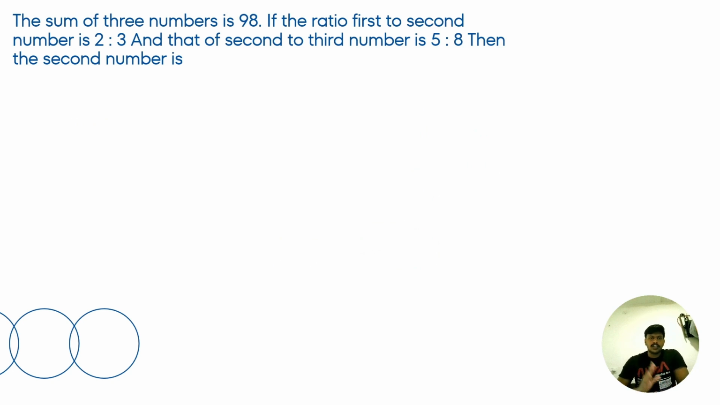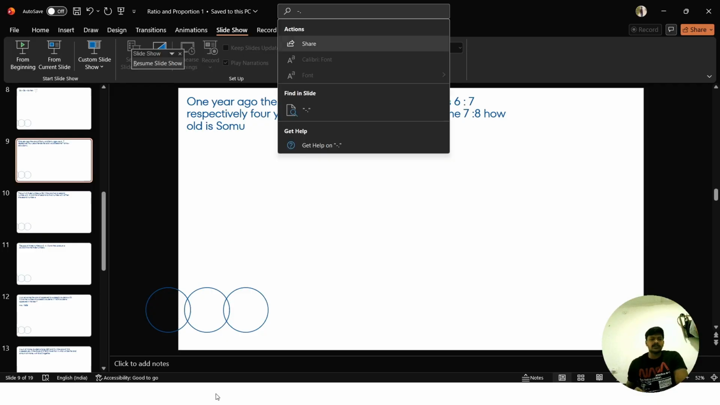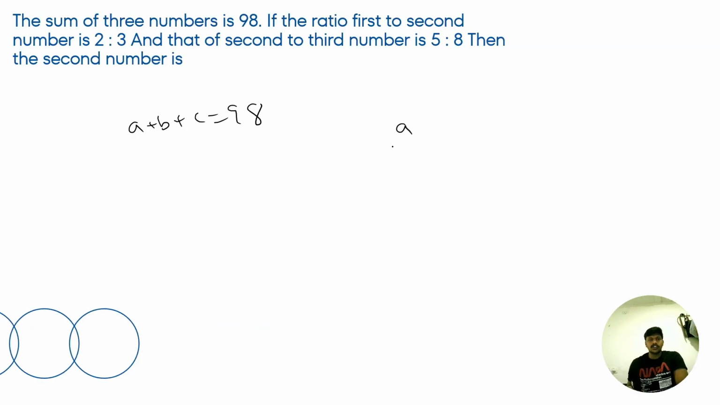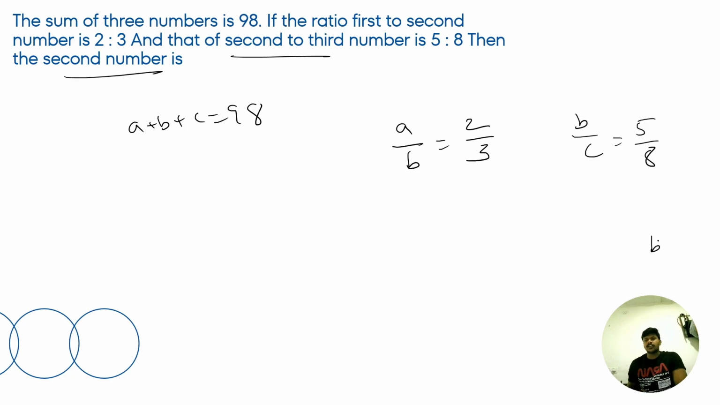So the sum of three numbers is 98. Okay. Let's take that a plus b plus c equal to 98. And the ratio of first to second number, first to second means a is to b equal to 2 is to 3. And the second to third number, b is to c is 5 is to 8. Then the second number, b is equal to how much? Now, here b value is 3. Here b value is 5. Make sure both of them are equal.